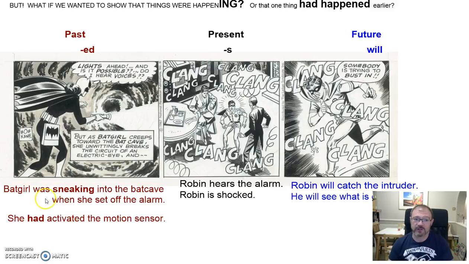If you look at this example, Batgirl was sneaking into the Batcave, so that's happening when she set off the alarm. So two things happening at the same time. And look, she had activated the motion sensor. So we are bouncing around in the flow of time, saying that some things have finished happening and other things are going on simultaneous to others.